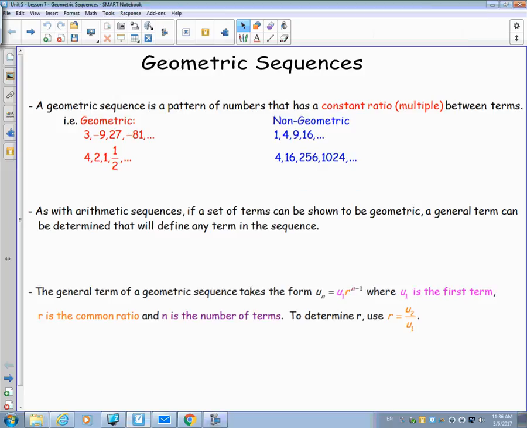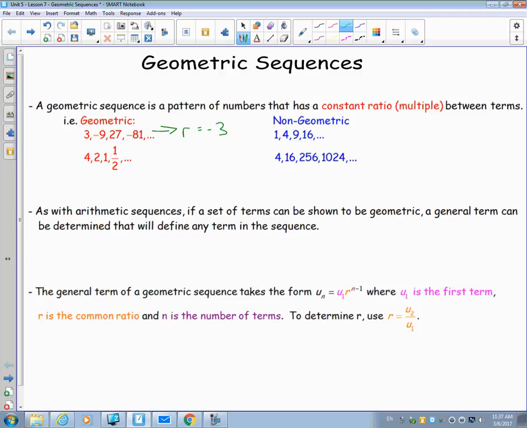This lesson will be examining geometric sequences. A geometric sequence is a pattern of numbers that has a constant ratio or multiple between terms. Sometimes that ratio makes things bigger, sometimes it can make things smaller. So if we look at the first example here in the red, this is geometric because between 3 to negative 9 to 27 to negative 81, we're always multiplying by negative 3. It's making it bigger. It's also changing the signs, and that's okay.